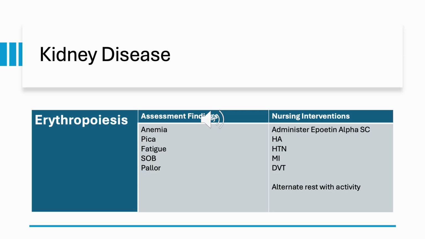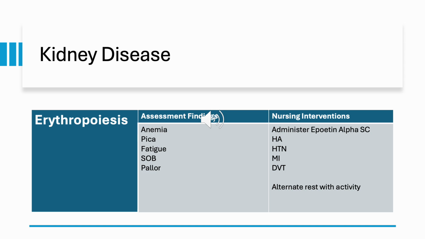The medicine for that is epoetin alpha. There are some nursing implications of that. For example, you would assess for a headache, hypertension. Patient could have an MI or a DVT due to epoetin, so you would monitor for all those. You want to encourage your patient to alternate rest with activity to manage the fatigue that comes with anemia.